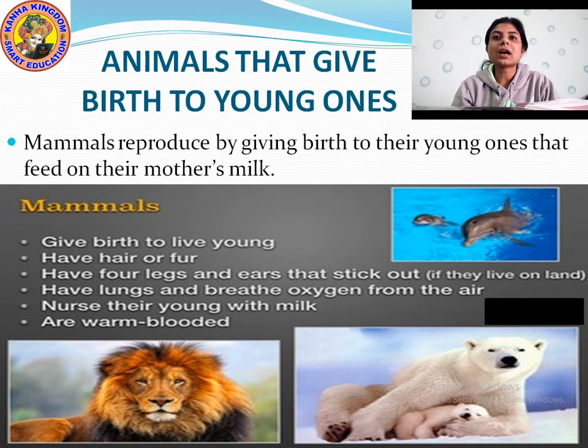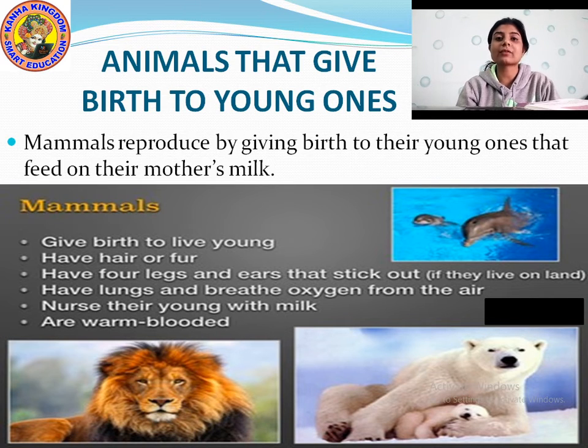Then they nurse their young ones with milk. Nurse means they feed. Mammals feed their young ones with the mother's milk, and these mammals are warm-blooded. The mammals are warm-blooded animals. They are not cold-blooded. As they live on the land, that is why they are called warm-blooded animals. These are the characteristics of mammals.